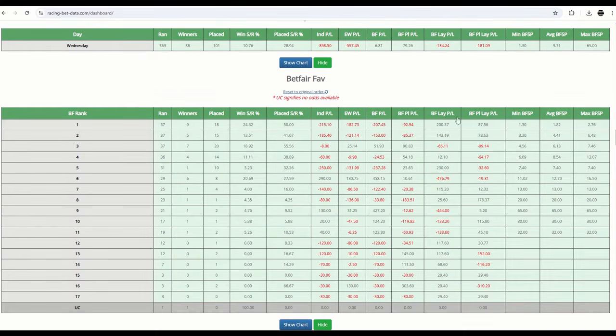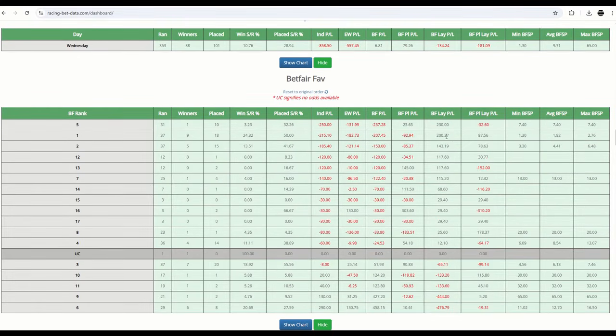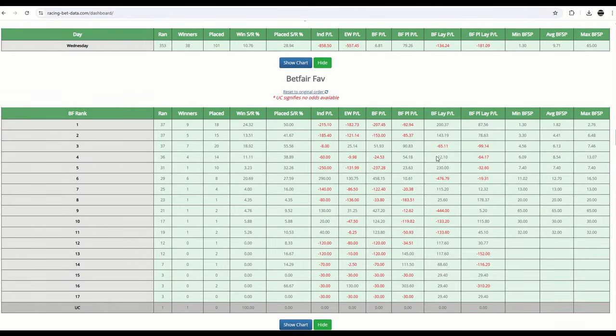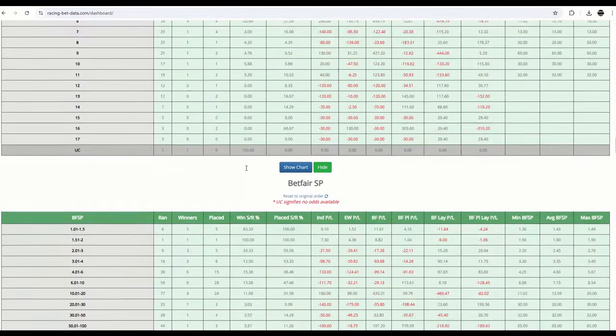The other thing that obviously Betfair will give you is the opportunity to lay. So you can see the lay profit loss column here, where you act as the bookmaker. So if we click on this one, you can see if you'd laid all favourites yesterday, you would have returned a 20-point unit stake after commission. Okay. Can I reset that to original? Let's flick through and have a look, see what else we've got.